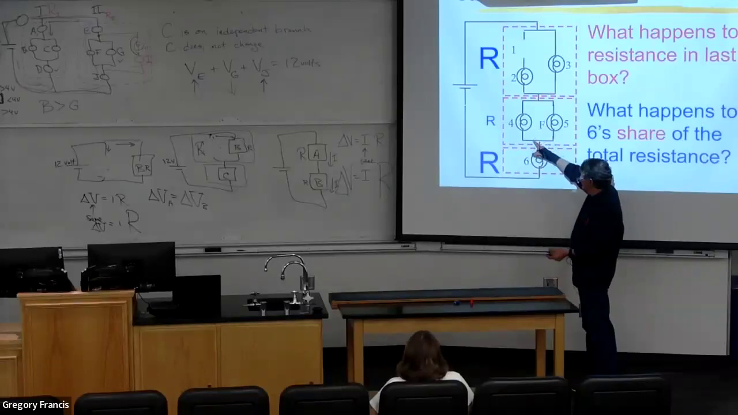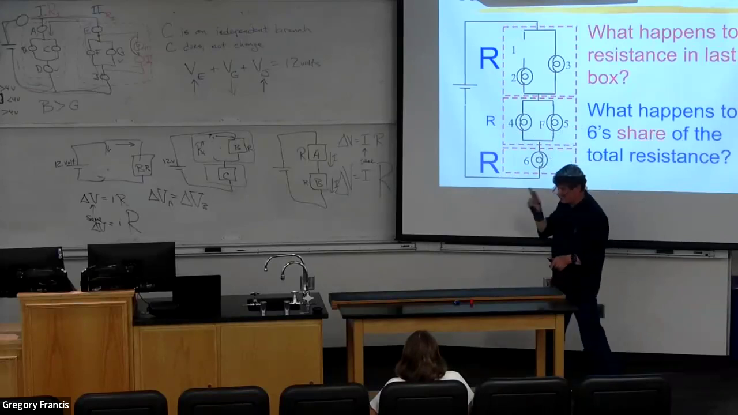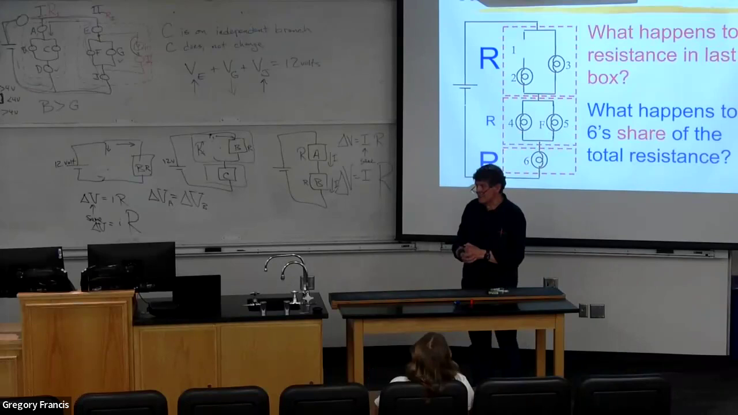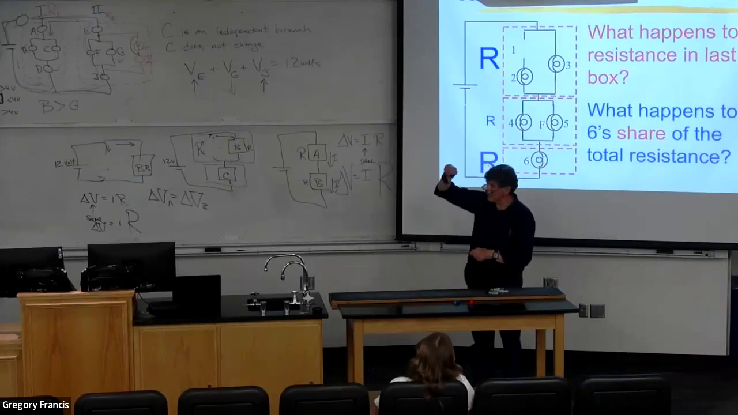Well, 4 and 5 each get exactly half of the current through the battery. If the battery current goes down, they get dimmer. But with 3, there's 2 changes going on. Its share went from more than half to all, 100%. And the current through the battery that it's sharing or was sharing went down.